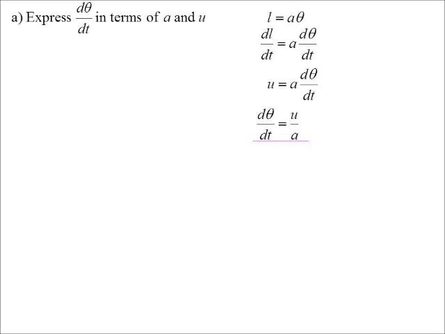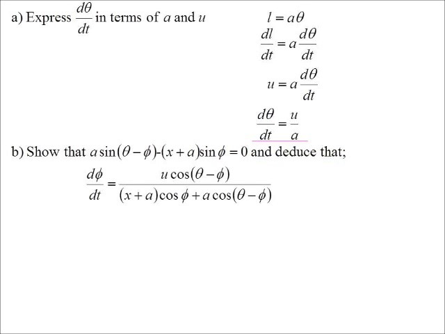Okay. So the first thing is they want us to work out dθ/dt in terms of a and u. Well, we know the length of the arc is equal to the radius times theta. In this case, the radius of our circle was a. So length is equal to a theta. So dl/dt would be a times dθ/dt. But dl/dt, that would be our linear velocity, and we define that to be u. Rearranging to make dθ/dt the subject, and we simply get u over a.